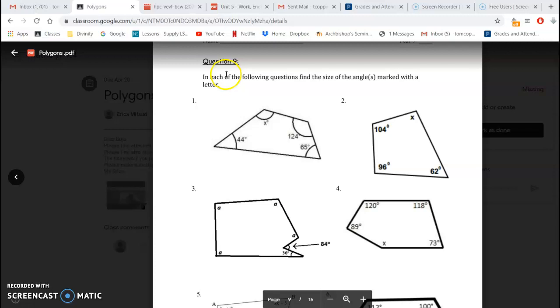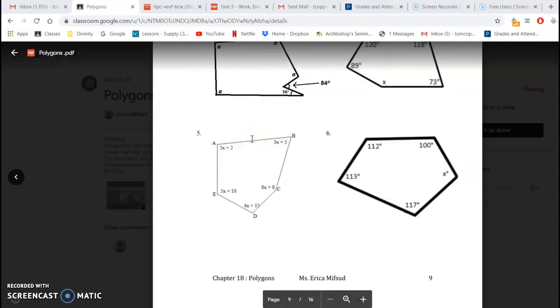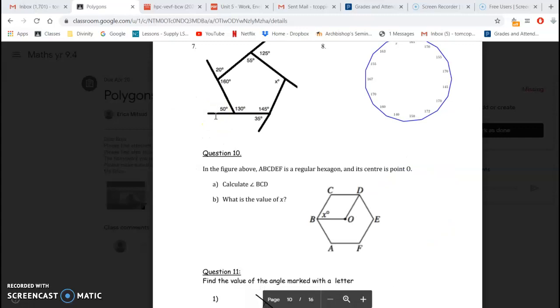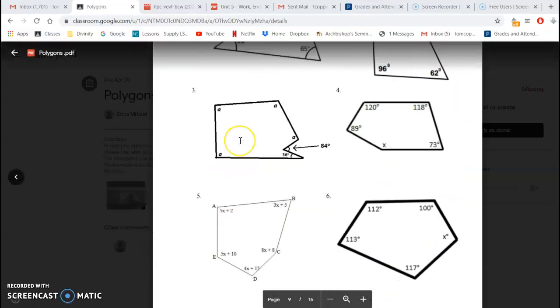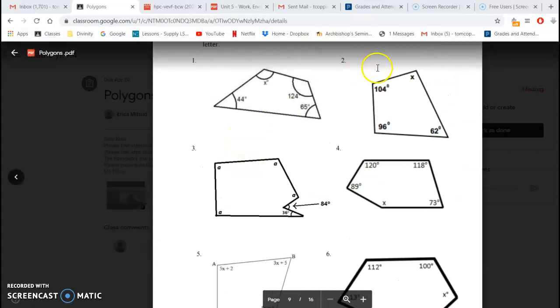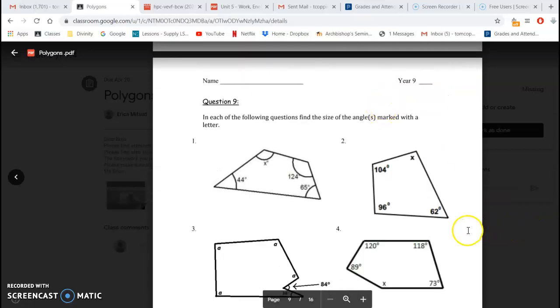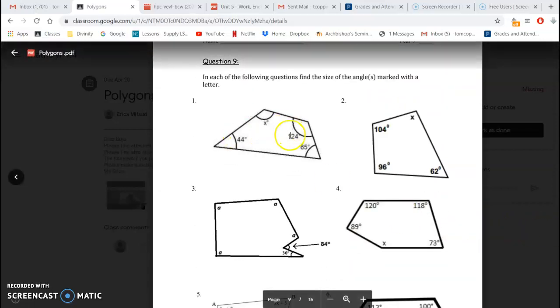You have question number 9 on page 9. Now in the video she uploaded, she has been doing all the odd numbers, so 1, 3, 5 and 7. These are all on the video she uploaded. So now I'm going to do some of the ones that you have, that she hasn't done, which are for homework.